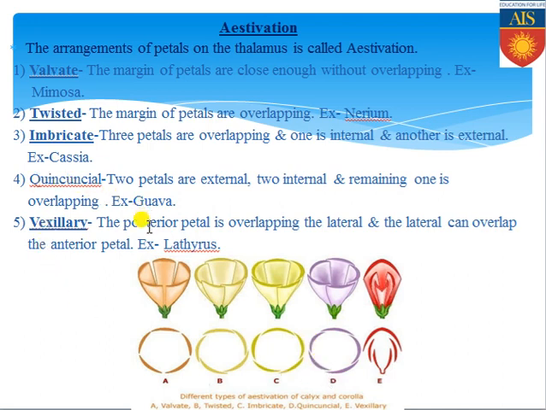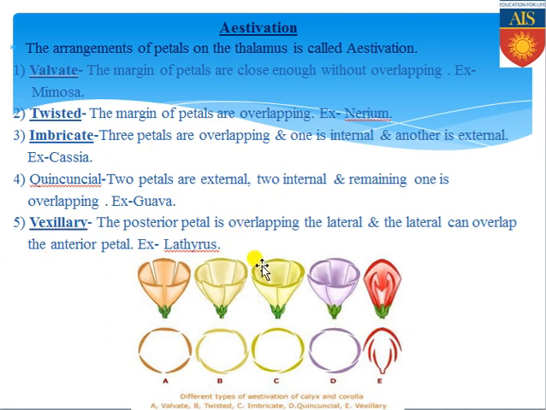Example is guava. Coming to the last type of the estivation, that is vexillary estivation. Here you can see the posterior petal is overlapping the lateral two petals, and the lateral can overlap the anterior petal. So posterior petal, you can see, is overlapping these two lateral, and this lateral can overlap this one, the anterior. So this is the anterior petal, these are the two lateral petals, and this one is the posterior petal.